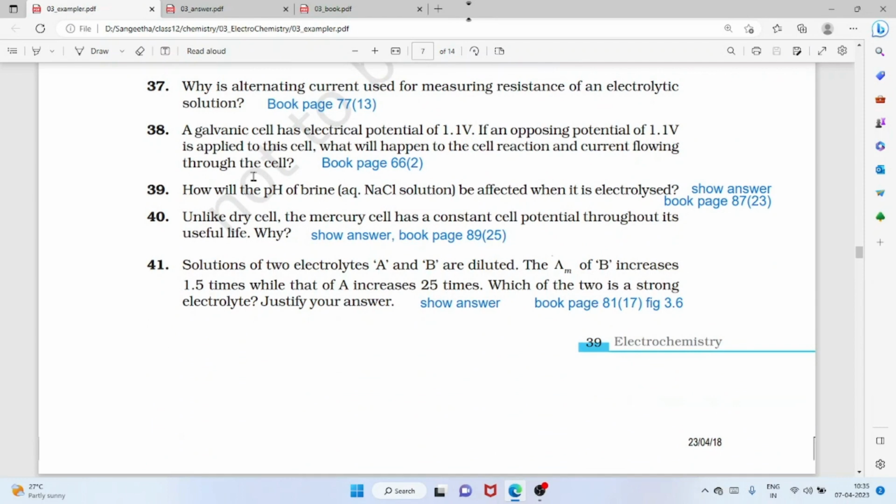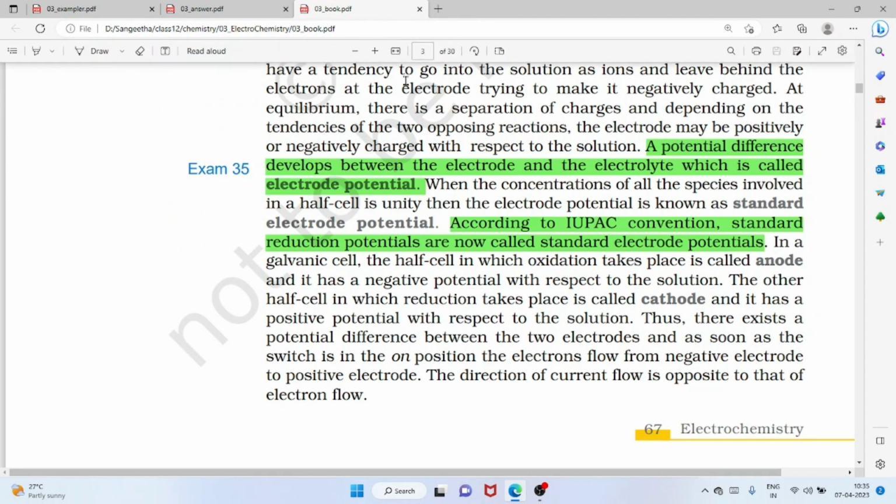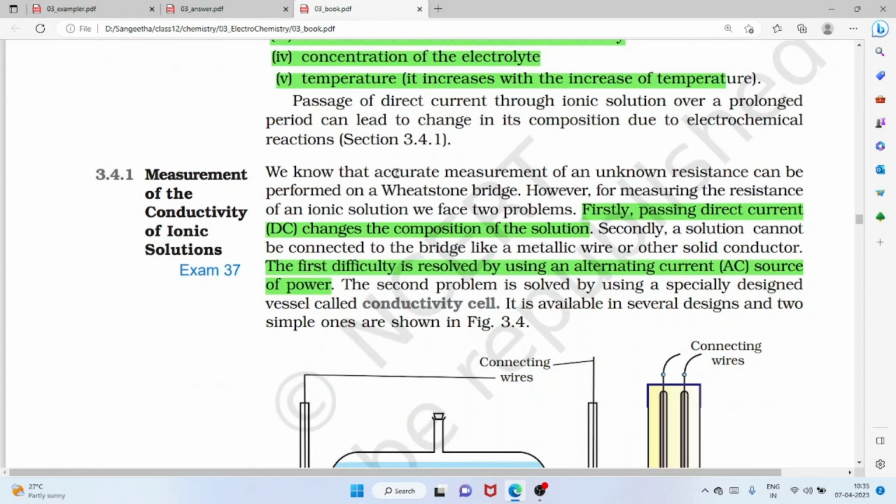Why is alternating current used in measuring the resistance of the electrolytic cell? DC current changes the composition. That is why we are using an alternating current source. For measuring the resistance, passing direct current changes the composition, that is why we use AC current.